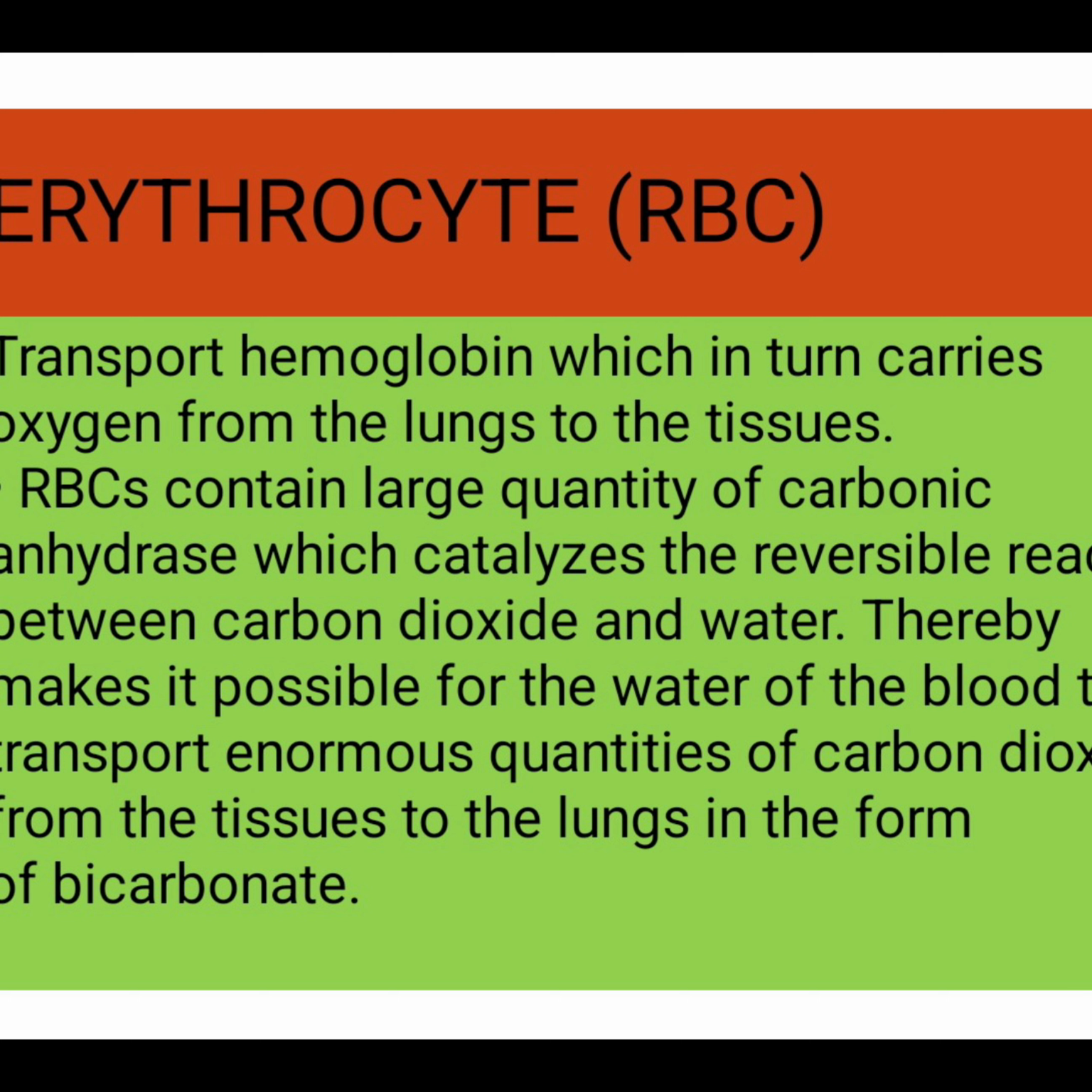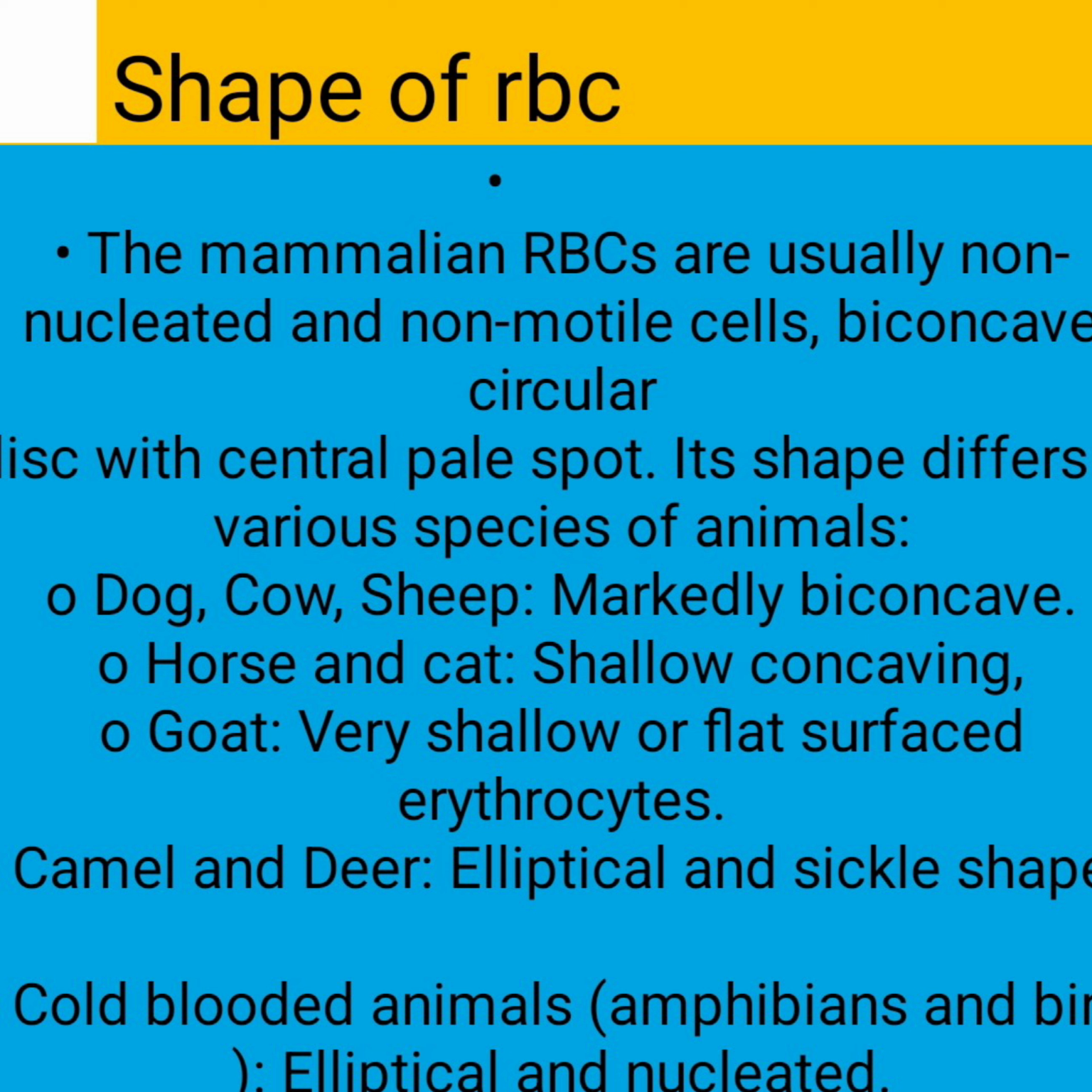Now let's see shapes. The mammalian RBCs are usually non-nucleated and non-motile cells, biconcave circular discs with a central pale spot. The shape differs in various species of animals. Dog, cow and sheep, it is markedly biconcave.